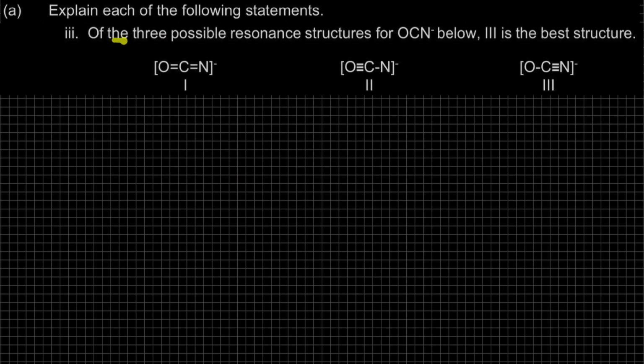Question 3, Roman: of the 3 possible resonance structures for OCN minus below, number 3 is the best structure. So here we have 3 possible structures for OCN minus. Okay, so it is determined that number 3 is the best. So how do we determine this is the best structure? This one we have to calculate the formal charge of each of the atoms in the molecule itself. Okay, so how do we calculate the formal charge?